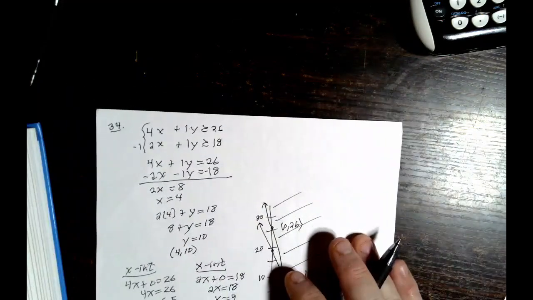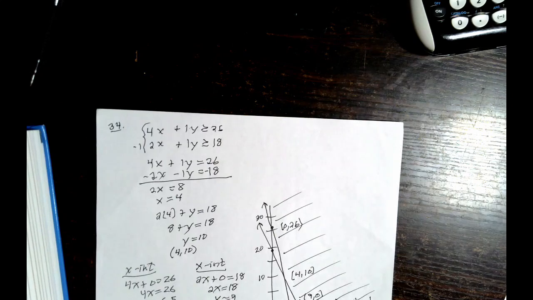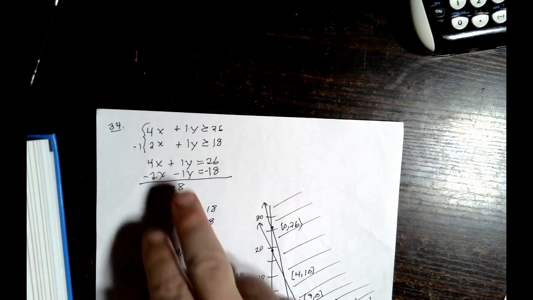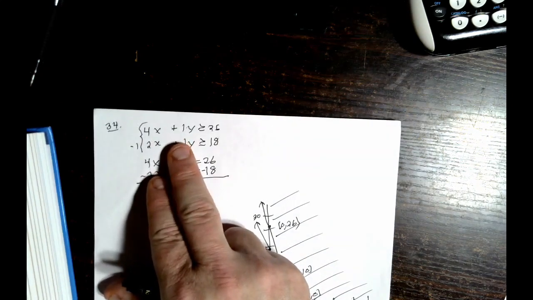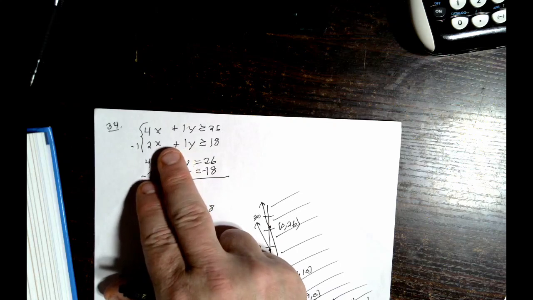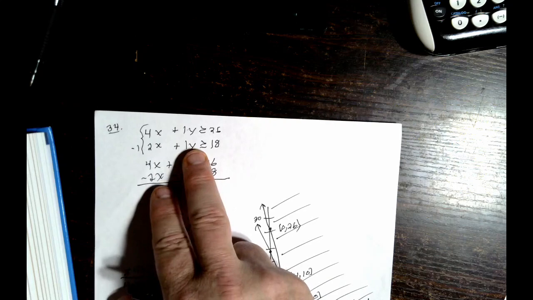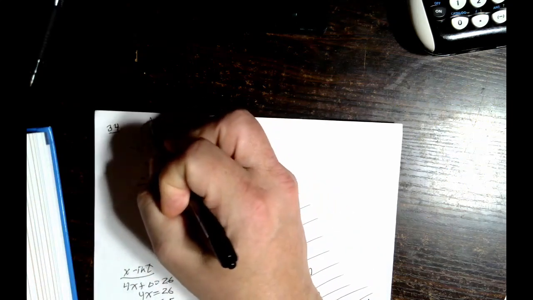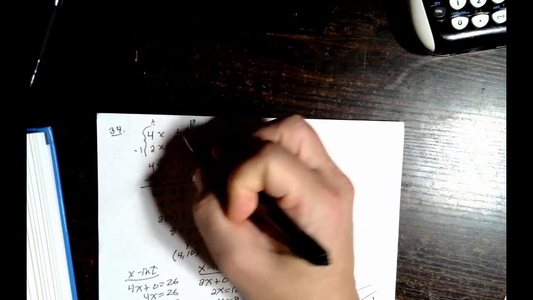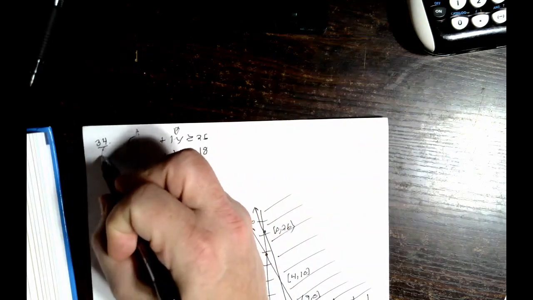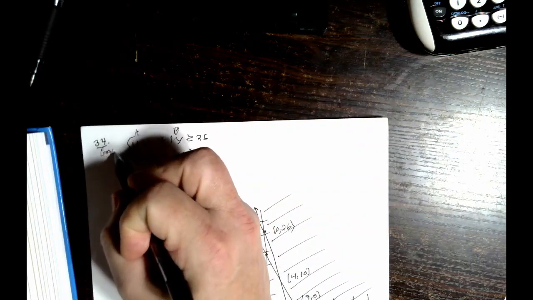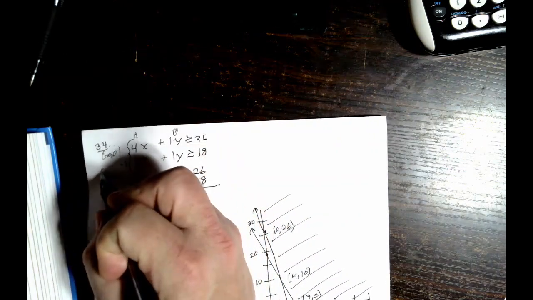And then 34. Okay, 34 is nutrition. So you've got 4 ounces of diet A and 1 ounce of diet B. That's diet A and diet B. And this is group 1. This is group 2.